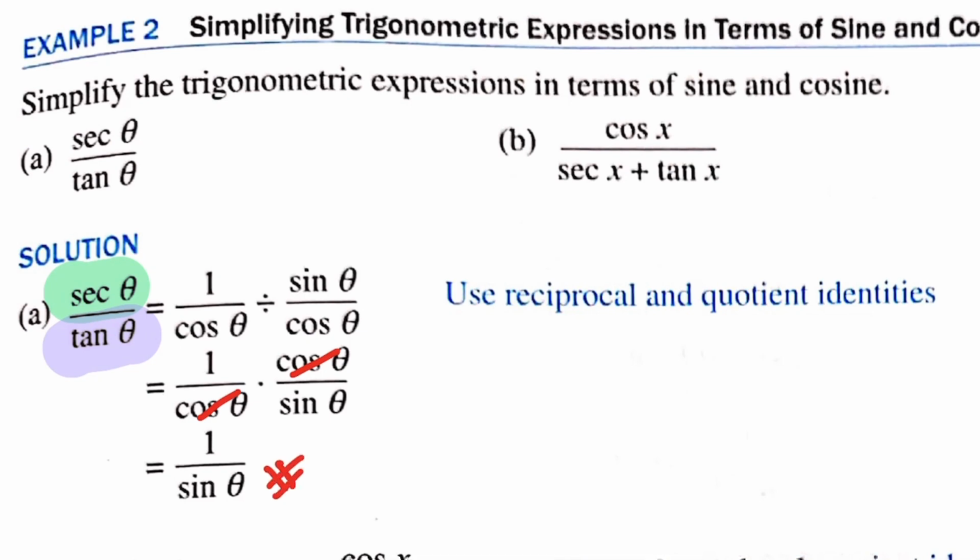So we will leave the answer in 1 over sine because the question asks us to leave our answer in terms of sine and cosine. So please do not change it into cosecant theta.